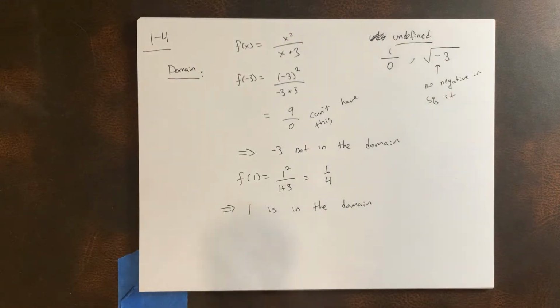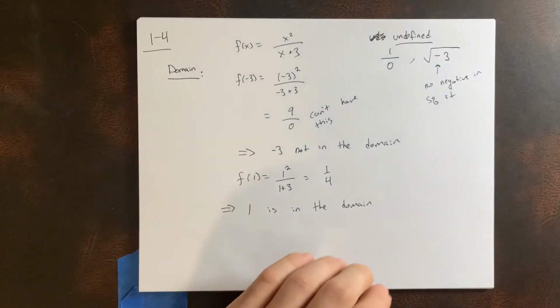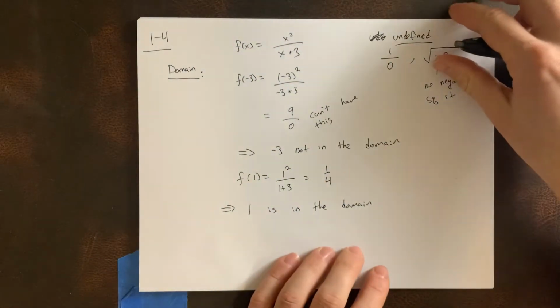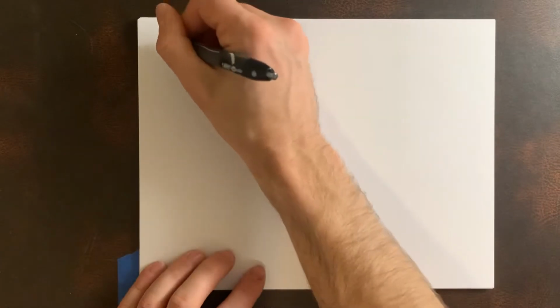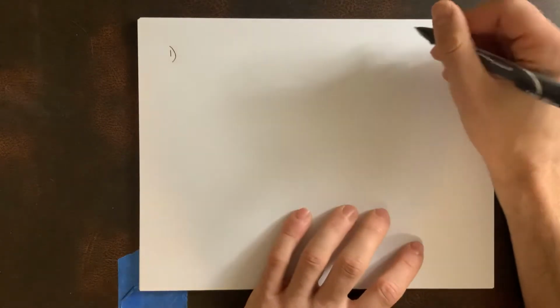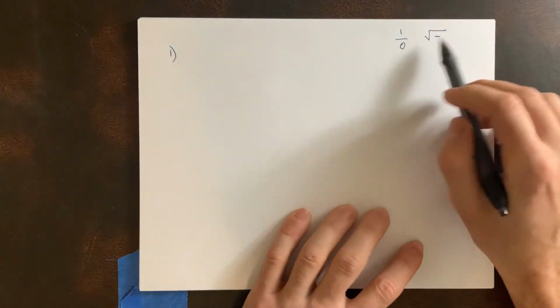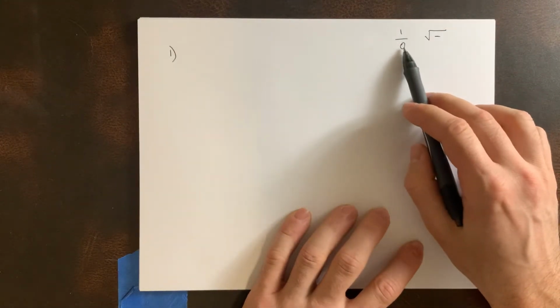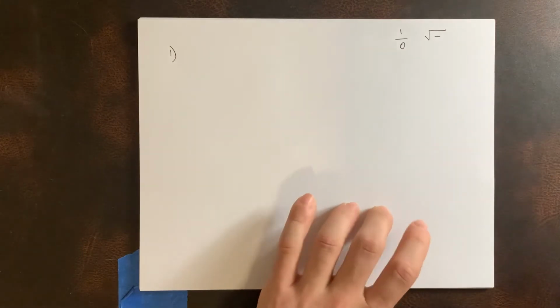But this is not how we technically find the domain. This would take forever, plugging in every single number you can think of. So on this next page, let's write a couple of steps that we can follow that will allow us to find the domain. The first step: let's write these situations down again. These are the two situations that we don't want to have. We don't want a 0 on the bottom of a fraction, and we don't want a negative inside of the square root.